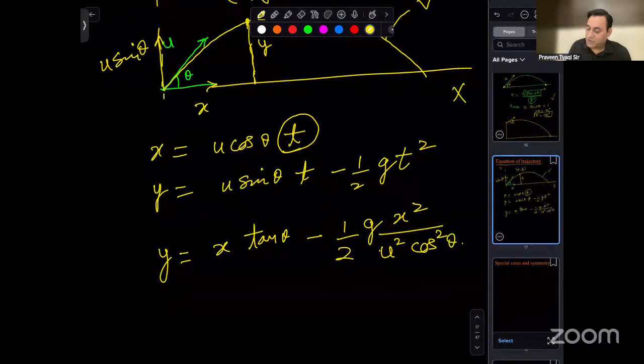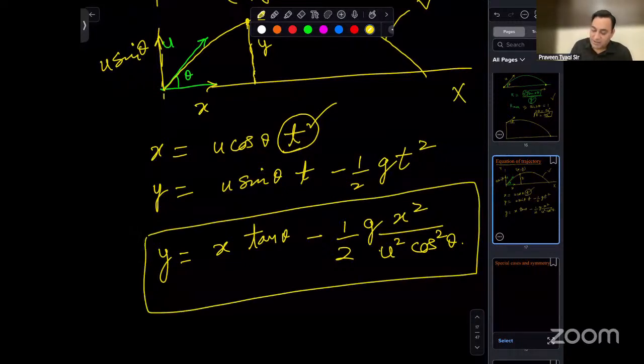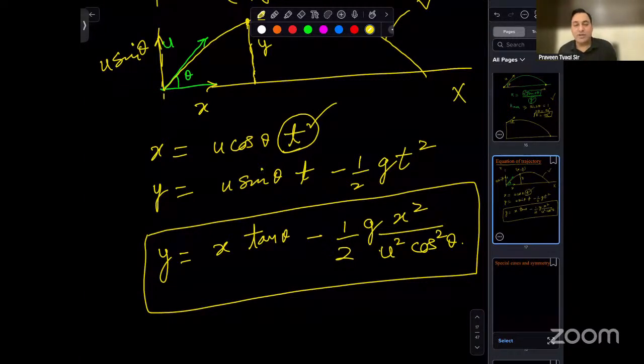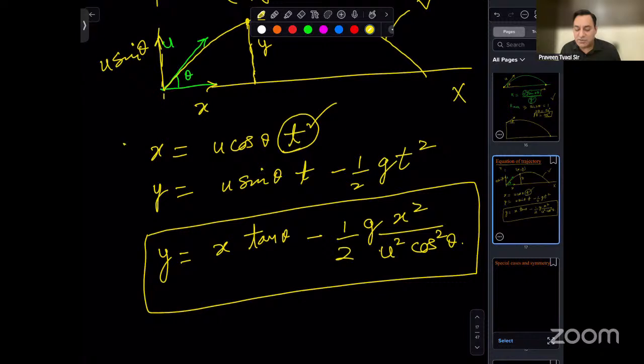I just substituted t from here in the whole equation, and I got an equation in y and x, and that is called the equation of trajectory. All of you should know this. They do give questions based on this, but how we derived this equation of trajectory was very easy. We just applied equations of motion.